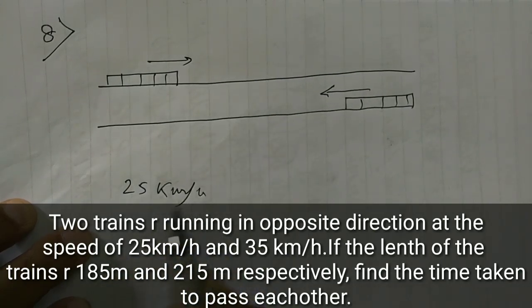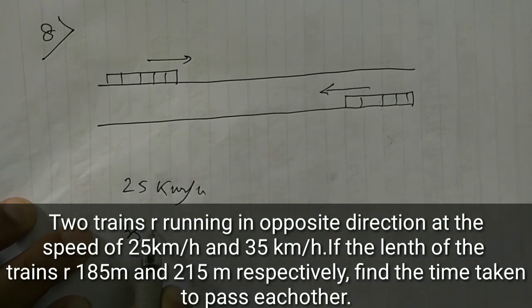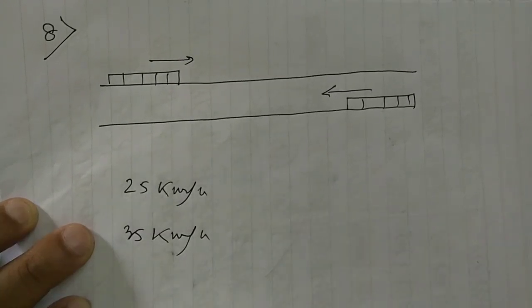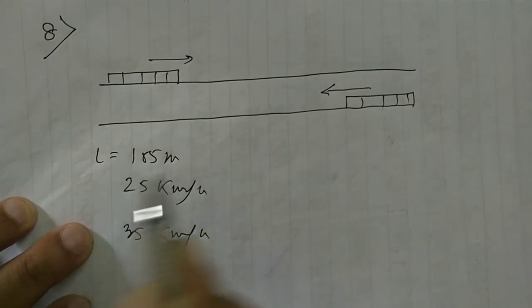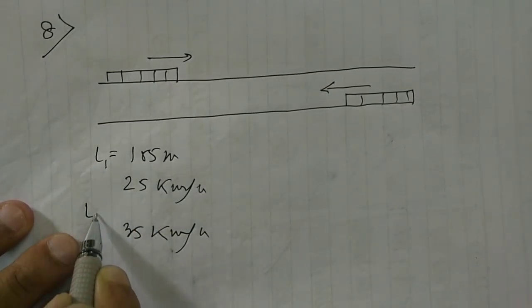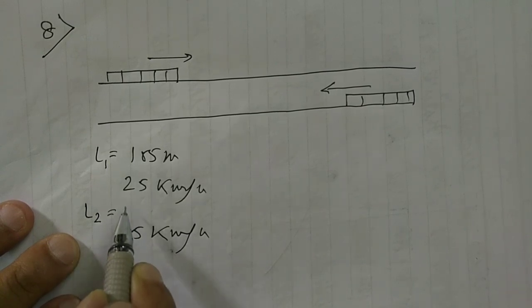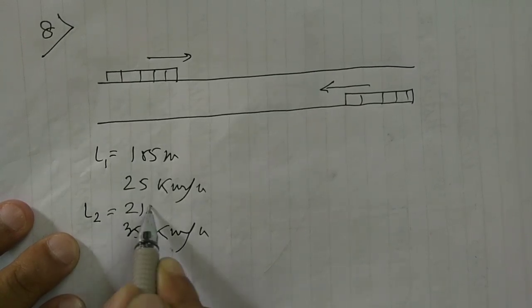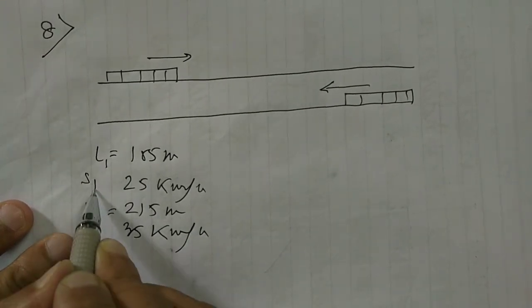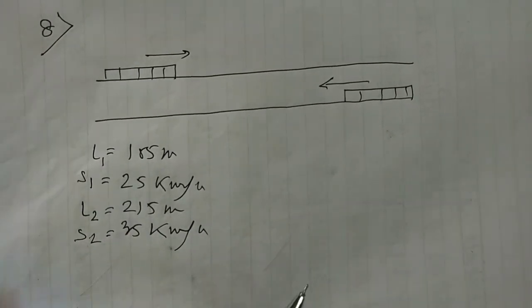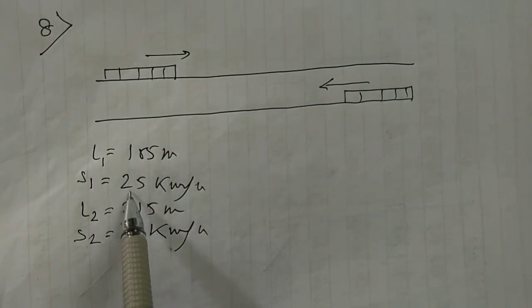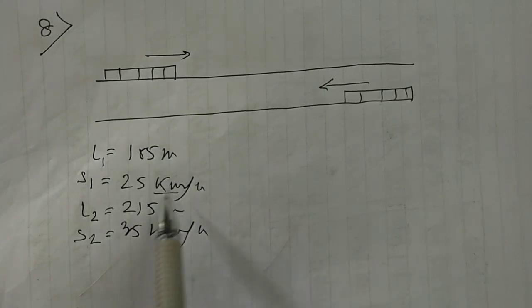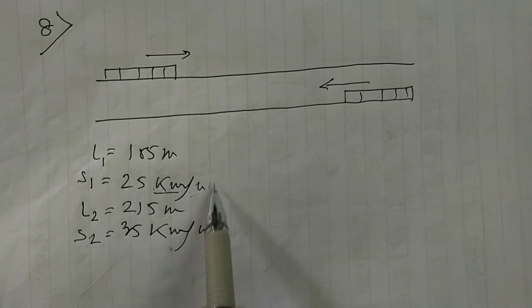What is the speed of the second train? 35 km per hour. Correct? Now the length of the first train is 185 meters. So length L1 equals 185 meter. What is the length of the second train? L2 is 215 meter. But the problem is length is in meter and speed is in kilometer per hour. So we need to change this into meter per second.